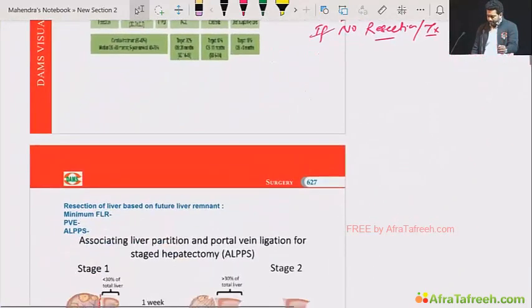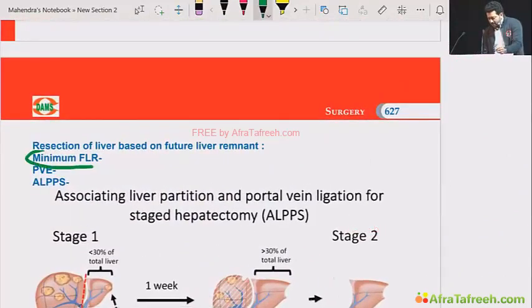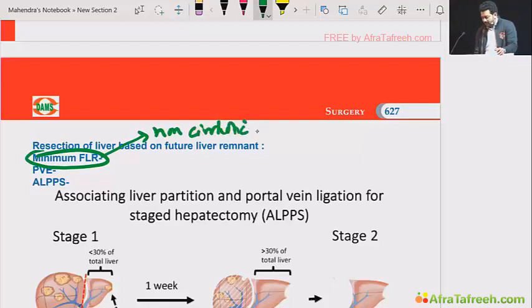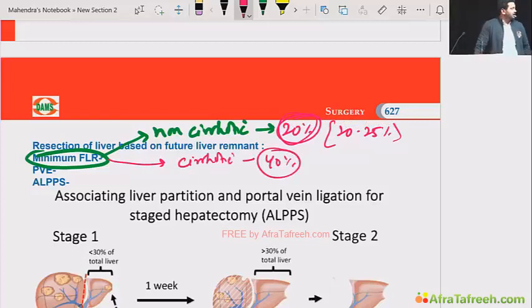Now we'll see resection of liver based on future liver remnant. So what is the minimum FLR? FLR is future liver remnant. In a non-cirrhotic liver, what is the minimum FLR? Although practically people believe 25 to 30%, if you have an option of 20%, then that is a better answer. You can say 20 to 25% in a non-cirrhotic liver, and if it is a cirrhotic liver, then it is 40%. So 40% for cirrhotic liver and 20% for non-cirrhotic liver is the minimum FLR.